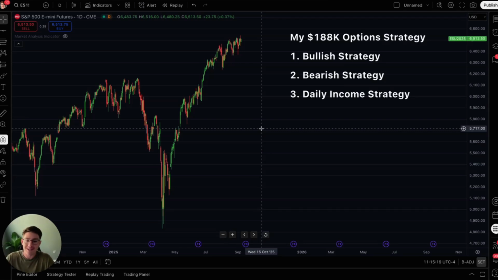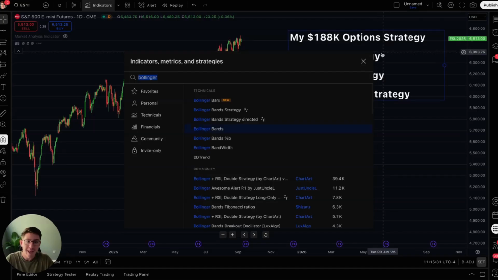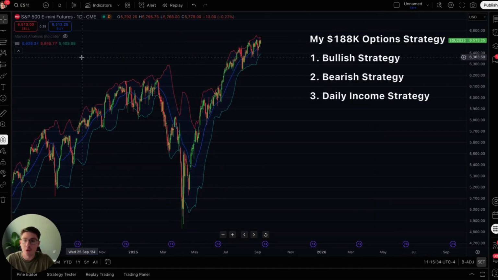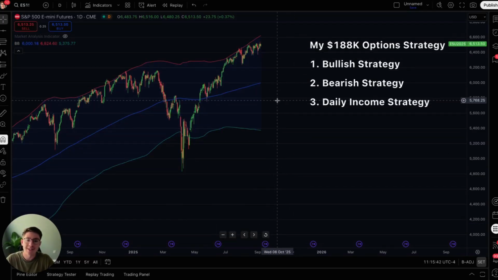Now, I built one for myself and my clients, but I'll show you how to replicate it using a free indicator. So go on to whatever charting platform you're using, whether that's TradingView or your broker or whatever, go to indicators, type in Bollinger Bands, and from here it'll get added to your chart. But we're going to do something a little different. We're going to go to the settings of it, and the length is by default 20. We're going to make it 200. And this is going to show us everything we need to know.